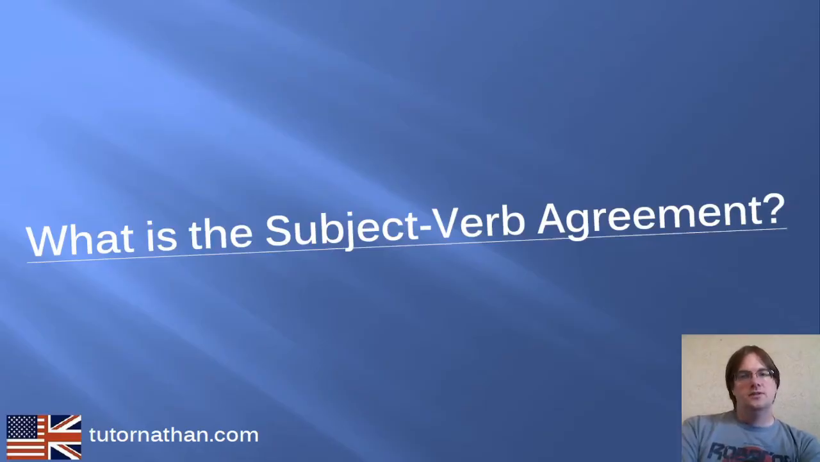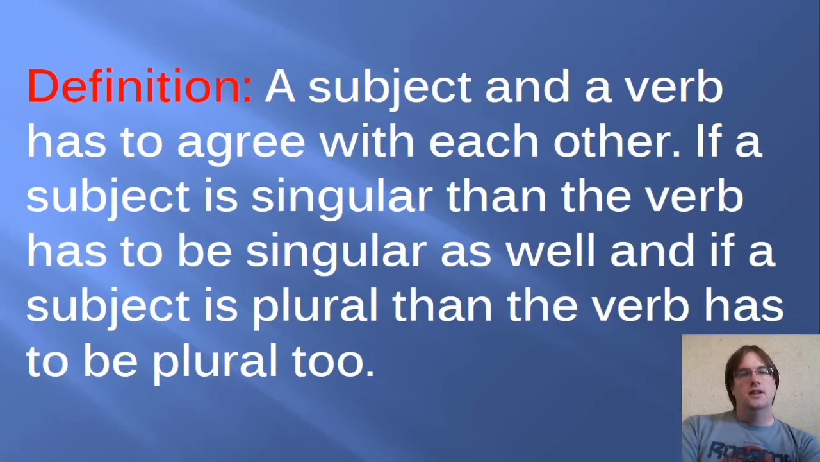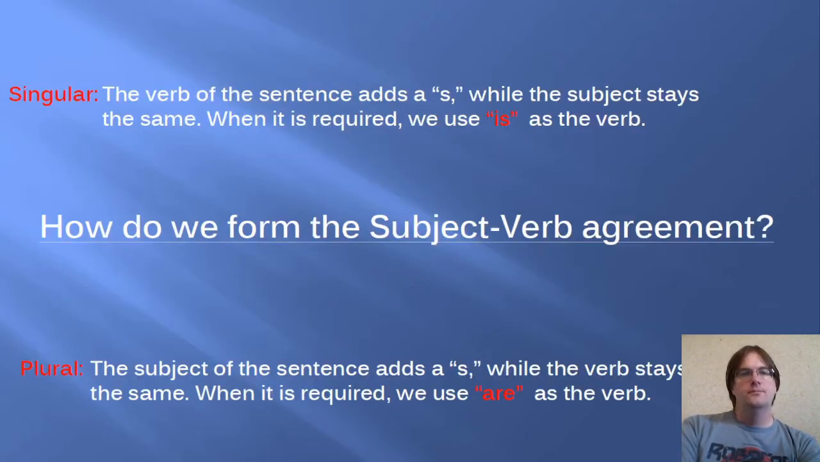What is the subject-verb agreement? The definition is that a subject and a verb have to agree with each other. If a subject is singular, then the verb has to be singular as well. And if a subject is plural, then the verb has to be plural too.